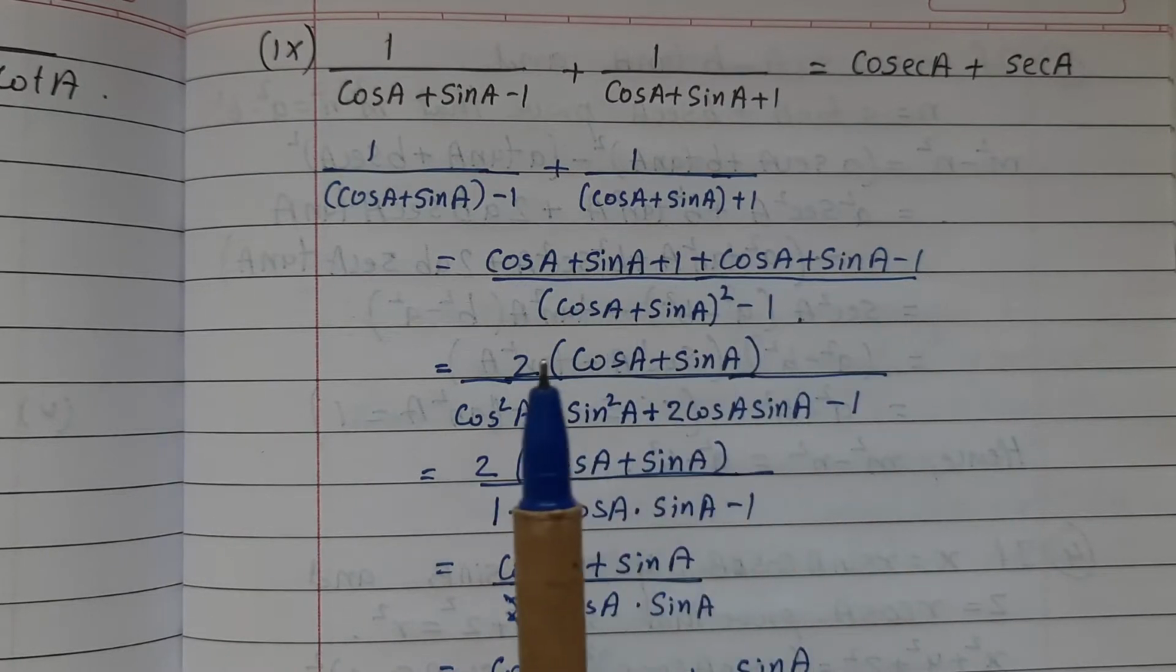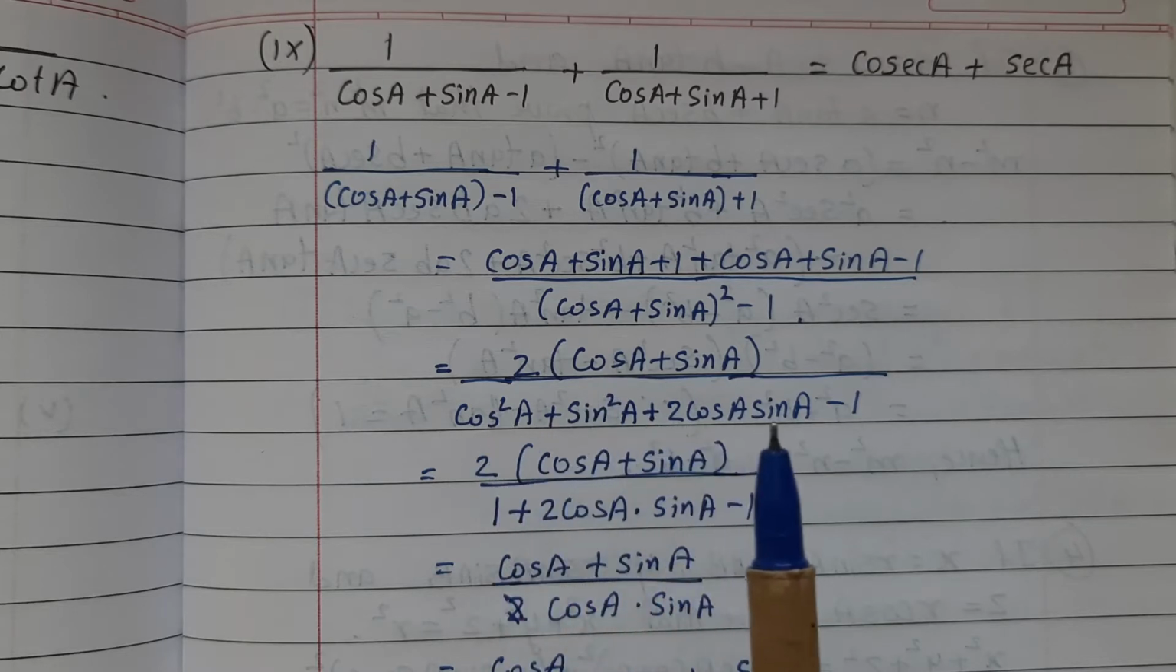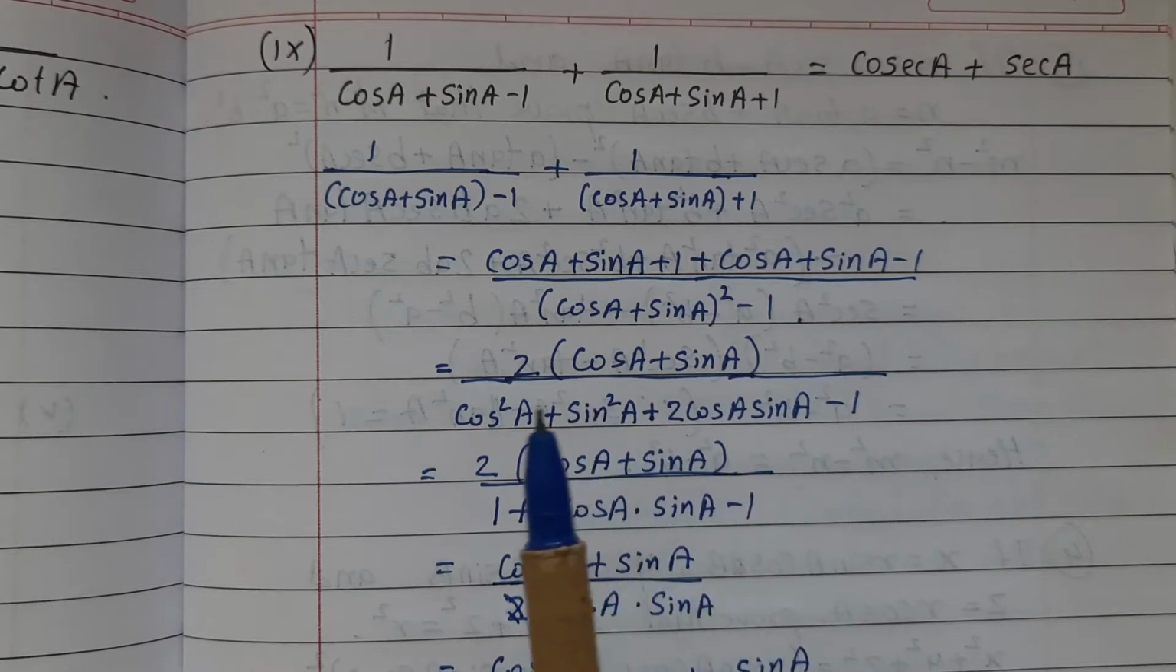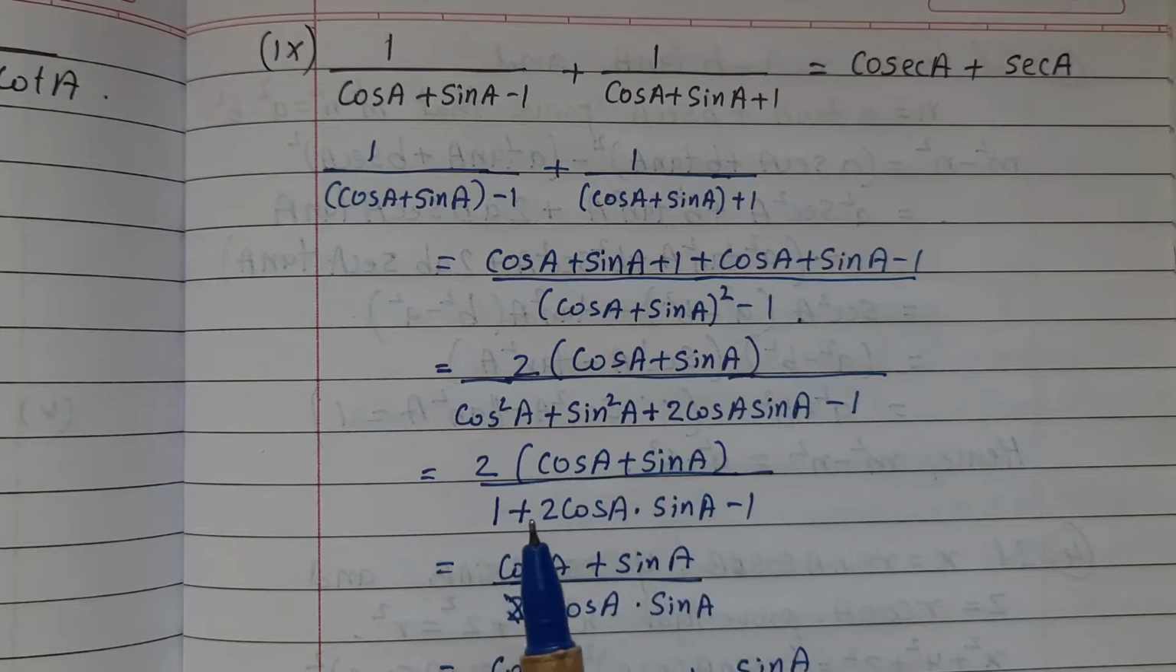2 is common, so 2 into (cos A plus sin A) upon, open this bracket, cos square A plus sin square A plus 2 cos A sin A minus 1. Cos square A plus sin square A is 1. 1 minus 1 is 0, so this will be plus 2 cos A sin A, and the numerator will be 2 into (cos A plus sin A). 2 is common, so 2 will get cancelled. Remains (cos A plus sin A) upon cos A into sin A.